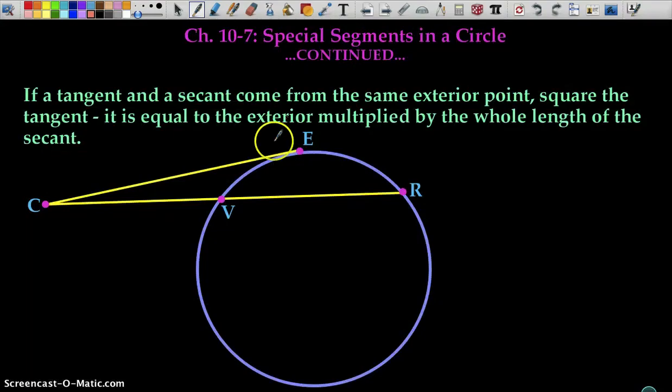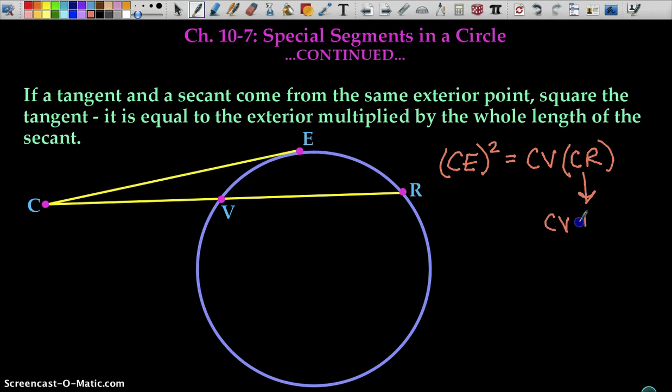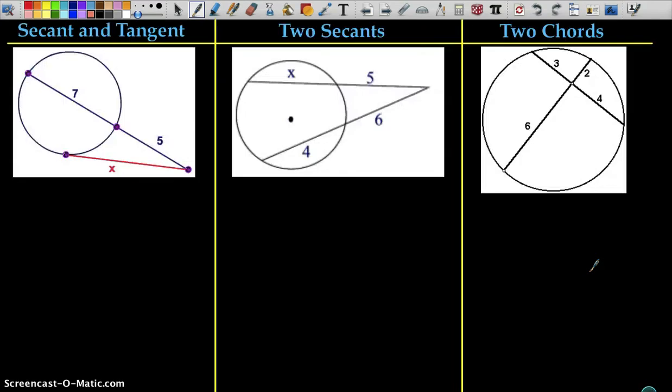Now if you have a tangent and a secant coming from the same exterior point, remember in the last one the secant was exterior times the whole? It is exactly the same, but with a tangent what you'll actually do is square it. So you'll take CE and you will square that measurement, and that will be equal to your exterior, CV, times the length of the whole thing, CR. And remember that CR is really CV plus VR. Okay? We're getting there, guys. We're almost done.